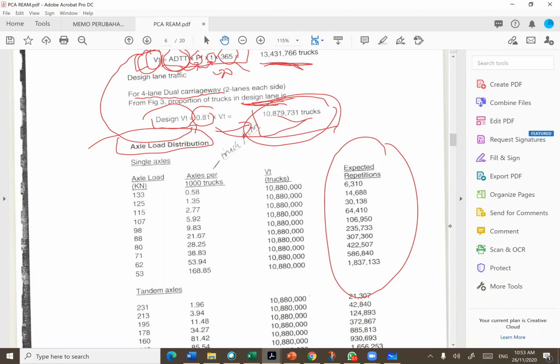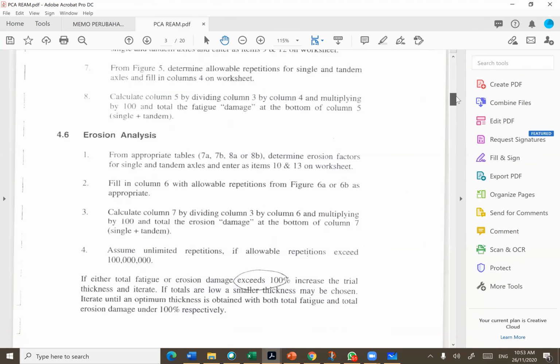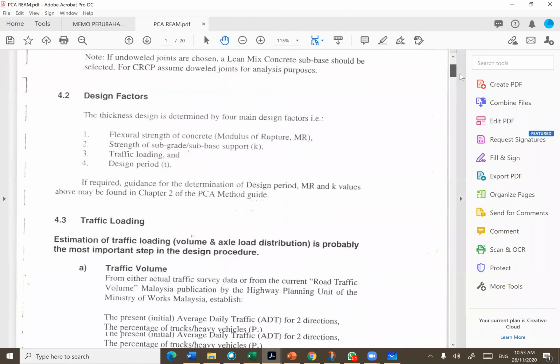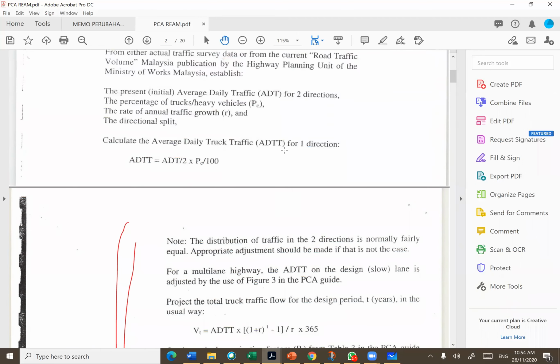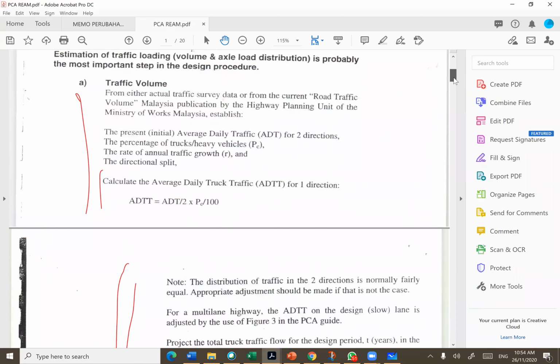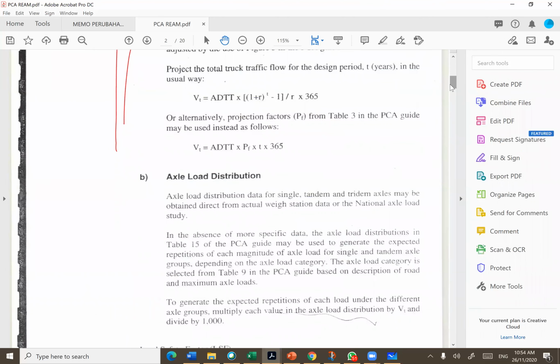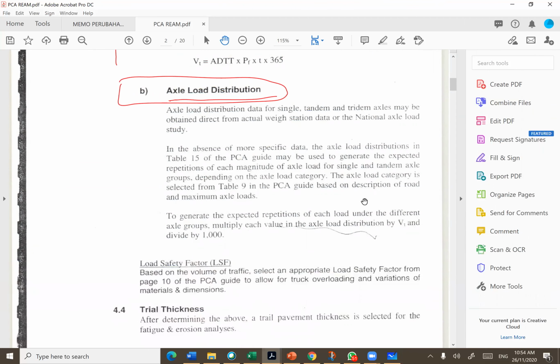So how do I explain this one? Maybe could you turn to the earlier first page? I already explained this top part, the first part, which is on the traffic volume. Now we go into the second part, the B, which is the axle load distribution. Let's read together what they write on this.